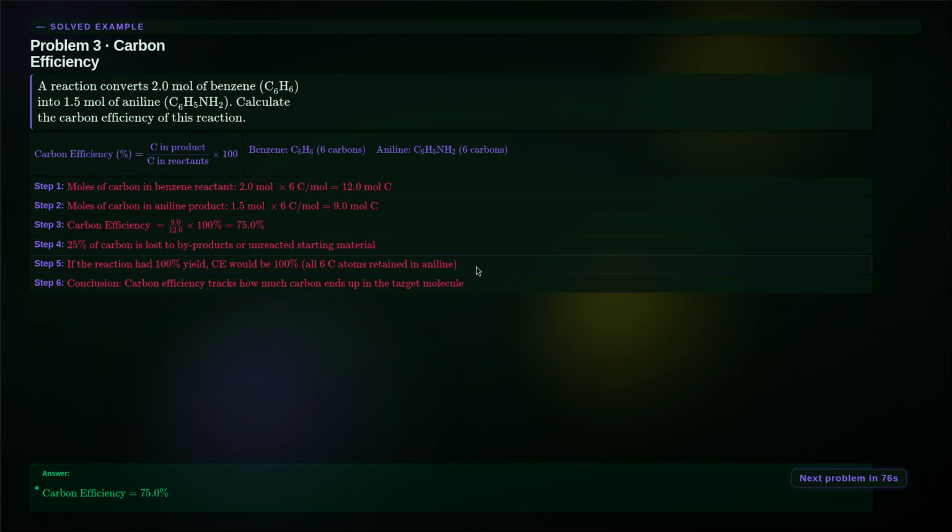Step 3. Carbon efficiency equals 9.0 divided by 12.0 times 100%, giving 75%. Step 4. 25% of carbon is lost to byproducts or unreacted starting material. Step 5. If the reaction had 100% yield, carbon efficiency would be 100%, since all 6 carbon atoms are retained in aniline. Conclusion. The answer is 75% carbon efficiency.